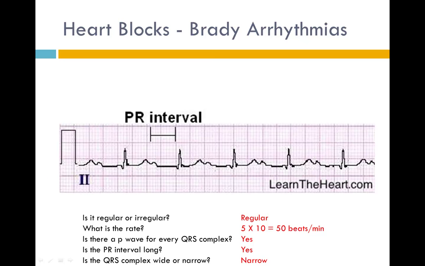The rate, if this was a 6-second strip, is 50. So 1, 2, 3, 4, 5. 5 times 10 is 50, so it would be about 50 beats per minute. So it's slow. We know that. Is the PR interval long? If we counted up the PR interval, from here to here, it looks really long just by looking at it. 1, 2, 3, 4, 5, 6, 7, 8, 9, like 10 little boxes. That's way over 0.20. So yes, the PR interval is long.